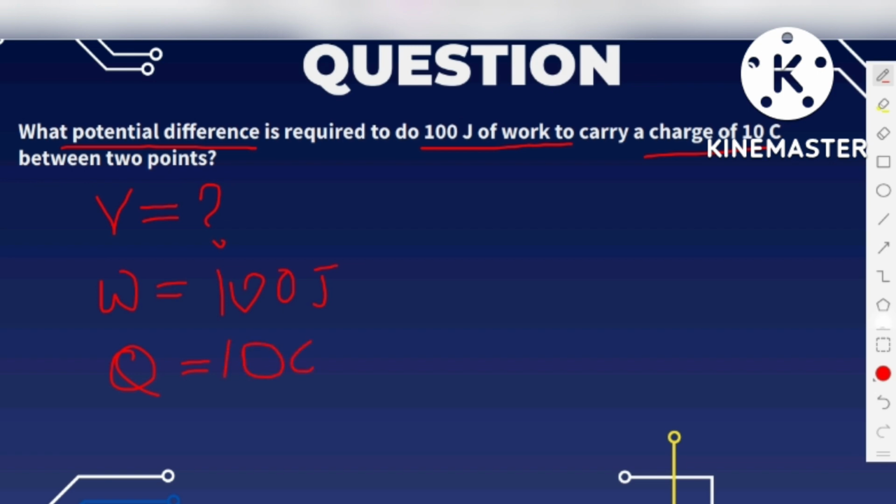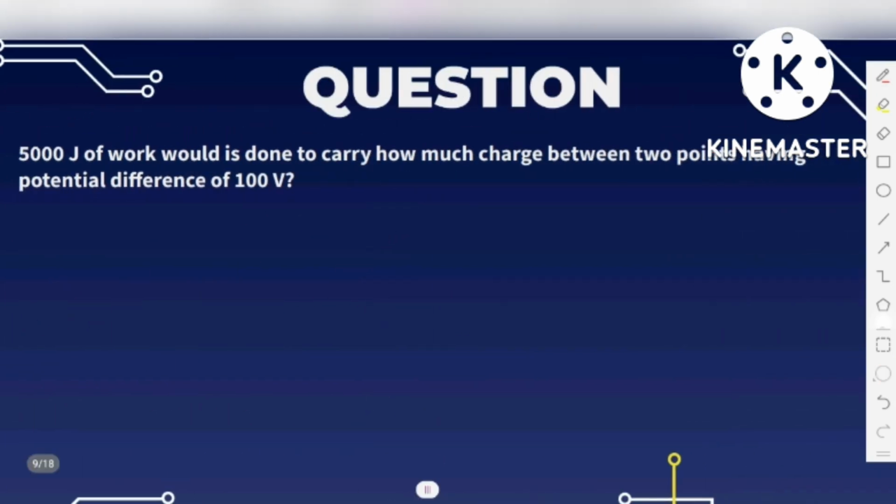Yes, so we can directly substitute in our formula V equal to W by Q, which is equal to 100 joules by 10 coulombs, giving us 10 volts. So 10 volts of potential difference is required to do 100 joules of work to carry a charge of 10 coulombs between two points. Alright, so let's see the next question.